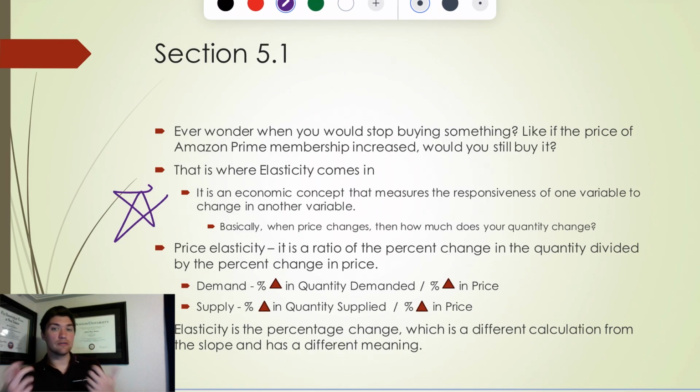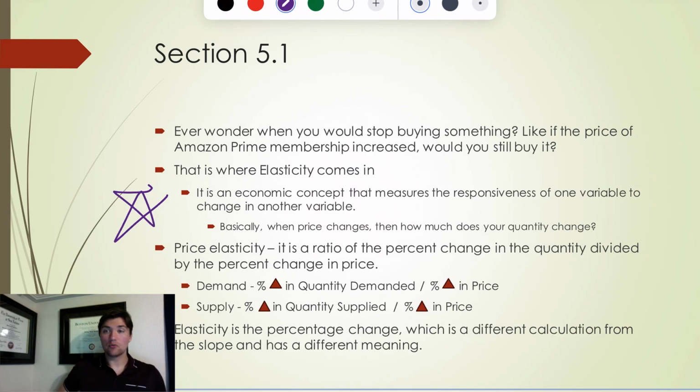And that number is going to give us a few bits of information that are very useful to tell us what kind of product it is. It's also going to help a business understand how they can maximize revenue. And I'm supposed to get to that in a second. So price elasticity is a ratio.